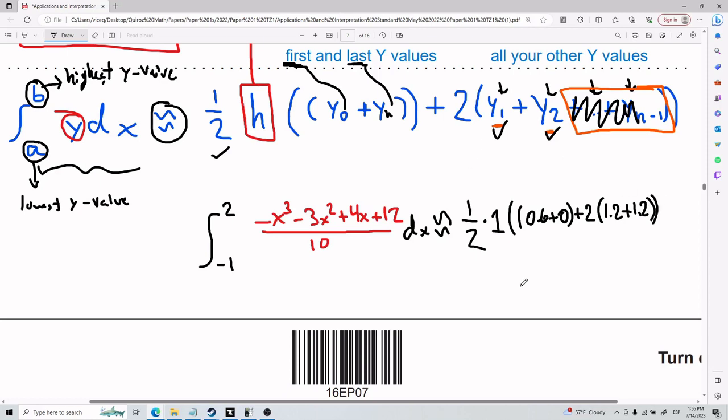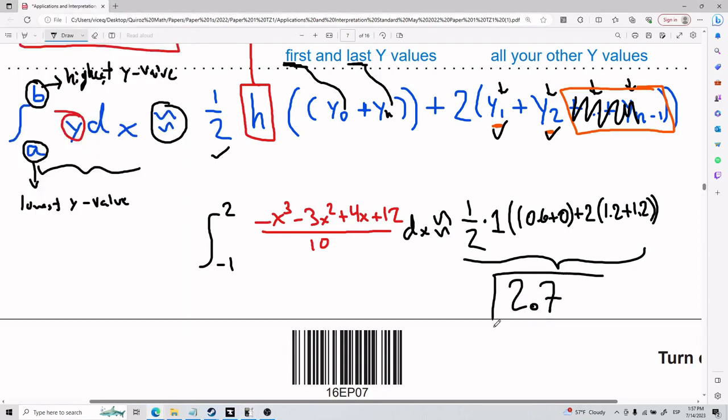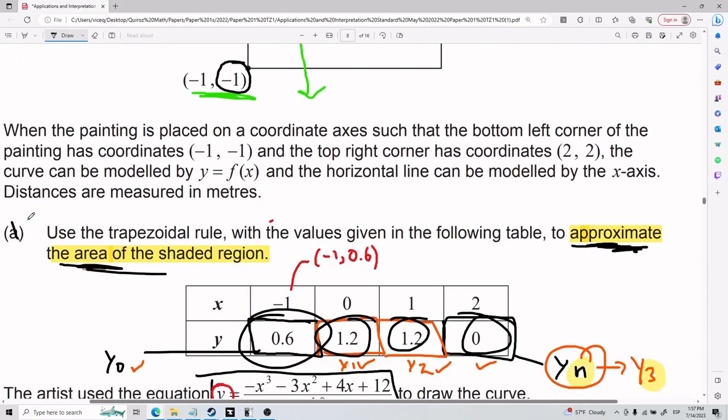And so I plug in everything that's on the right, ¿cierto? So this would be the trapezoidal rule. I pop that into my calculator. 1/2. I don't really need to put times 1. I'm just doing it to show it. Parentheses 0.6 plus 0. I don't need to put plus 0 either. I'm just showing that is yn. It's always good to be organized. Times 2, and so on. 2.7. And that is for part A.